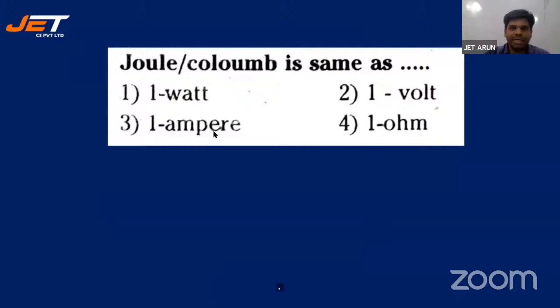Joule per coulomb is the same as 1 watt, 1 volt, 1 ampere, 1 ohm. Units-based question, students. Units, put on time, you go. Watch this. Joule per coulomb. Work done per unit charge.